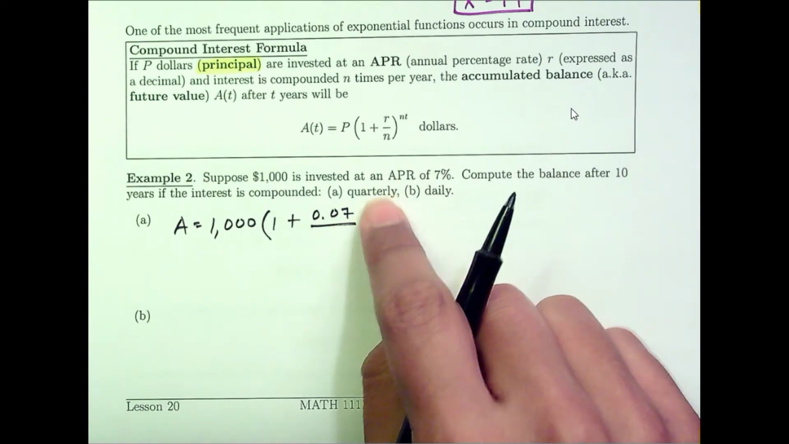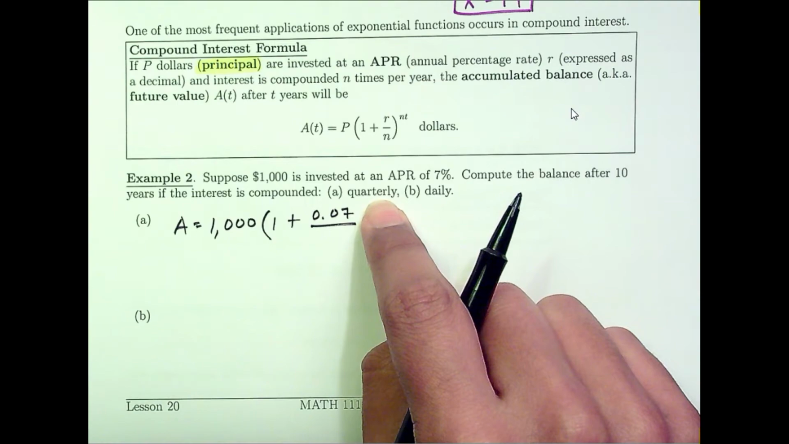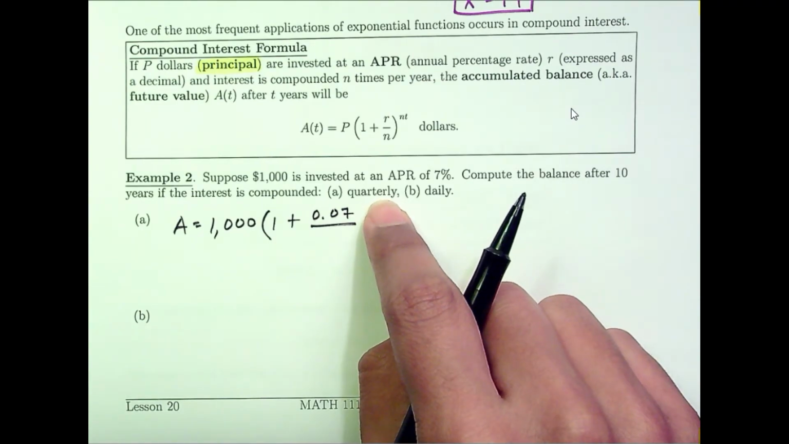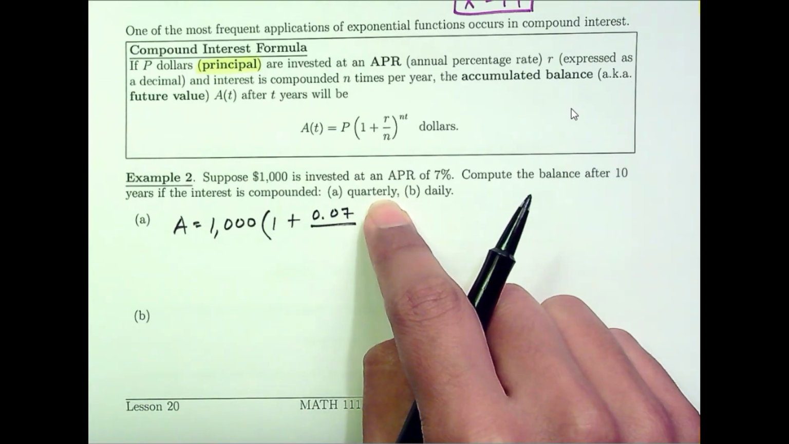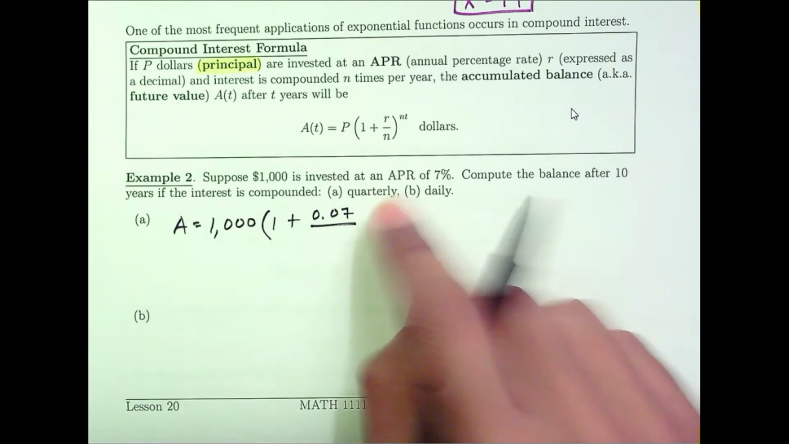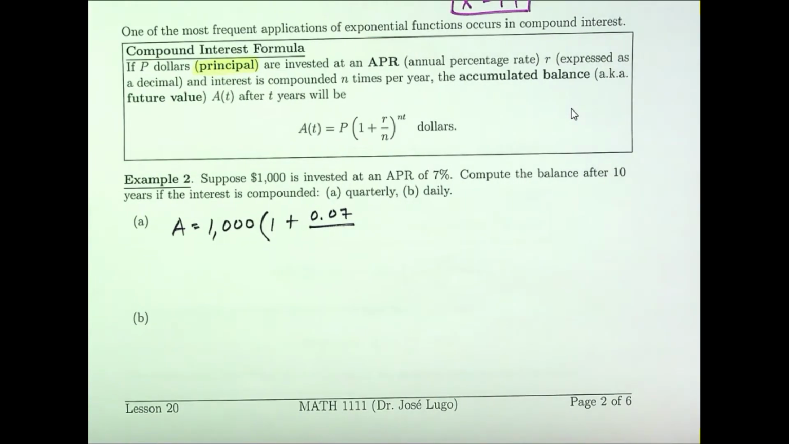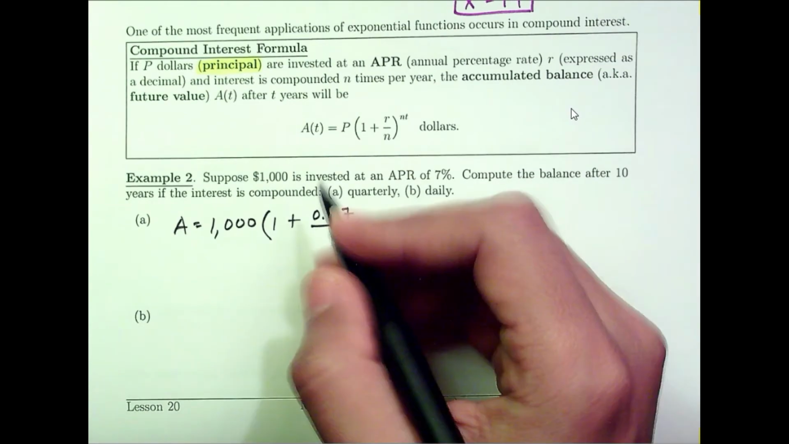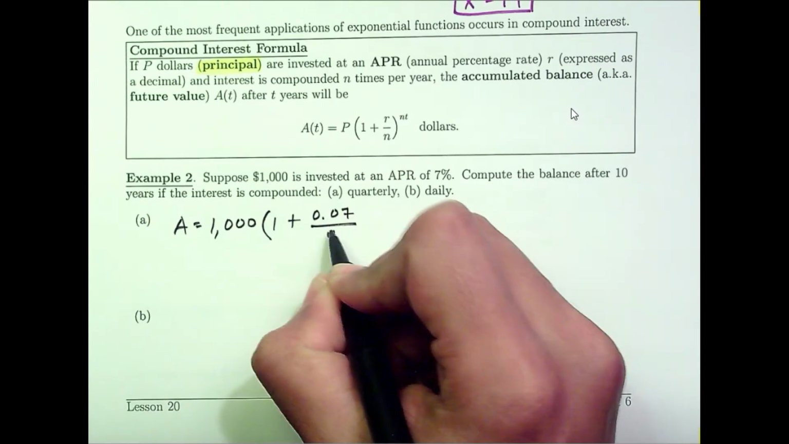N is given by this keyword, quarterly. If the interest is compounded quarterly, how many times is that in a year? So quarterly, quarter, that should remind you of an actual quarter. How many quarters in a dollar? 4. So that means 4. Quarterly means 4 times in a year.